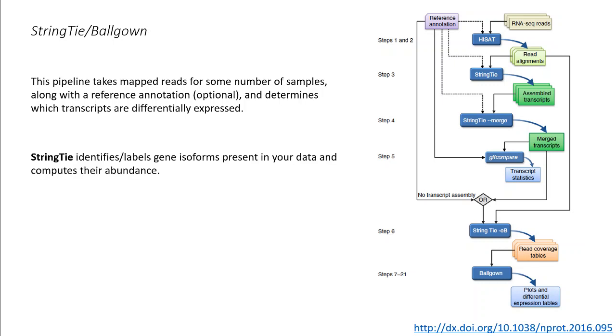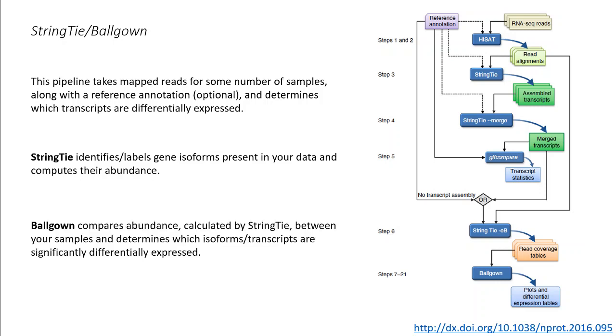Stringtie is the tool that identifies and labels gene isoforms present in your data and then estimates their abundance. Ball-gown is the tool that compares abundance between your samples and determines which transcripts are significantly differentially expressed. We'll discuss ball-gown in detail in the next video.